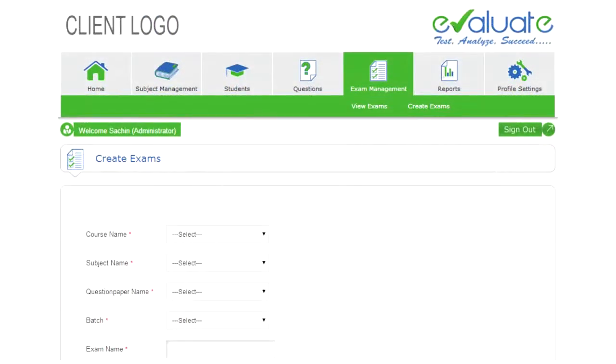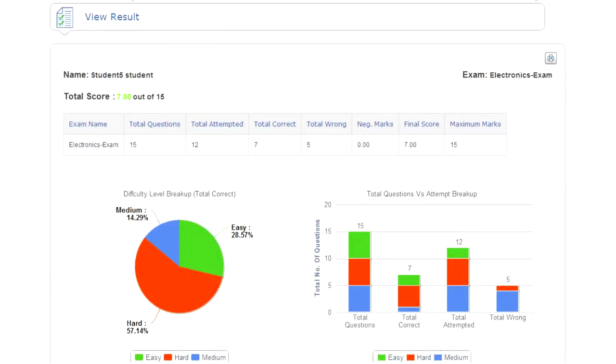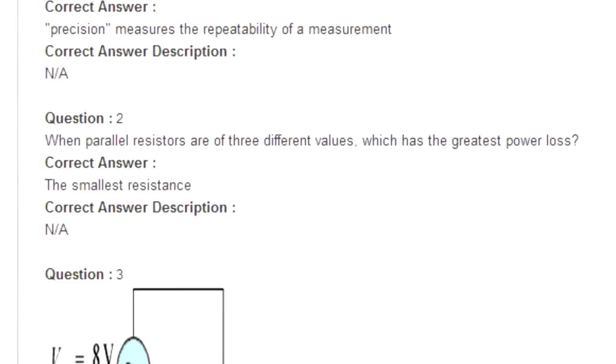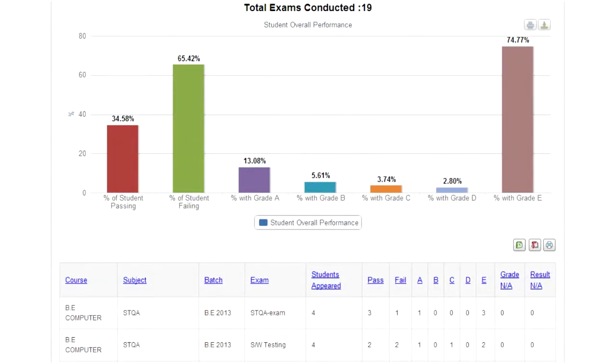Creating a new exam is completely configurable. Want detailed results? Control it with just a checkbox. Detailed results, if checked, gives you complete analysis of incorrect answers. And one of the most important points, get amazing reports for detailed analysis.